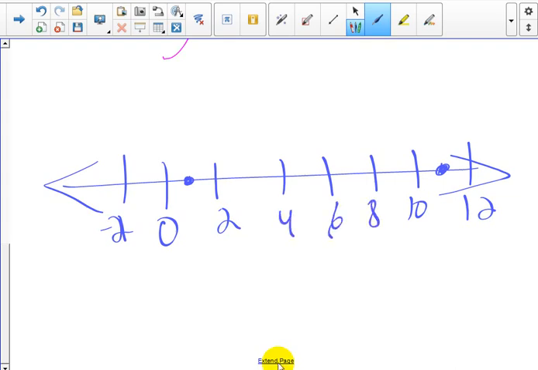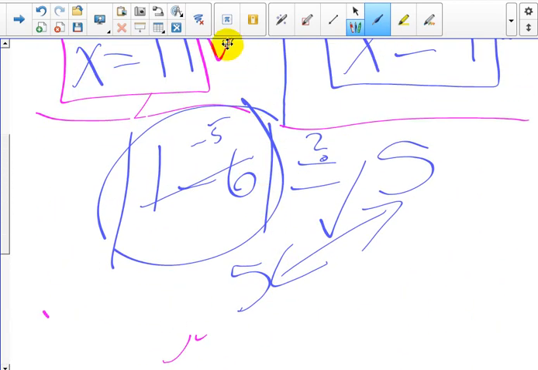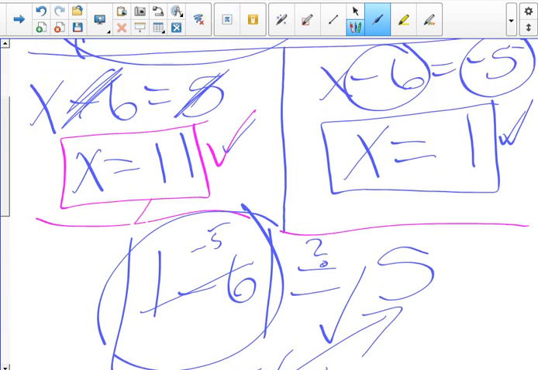So there they are. So 1 and 11. Any questions so far? So you've learned how to solve a simple inequality equation and how to check it and to graph it. Okay? So let's move on a little further.